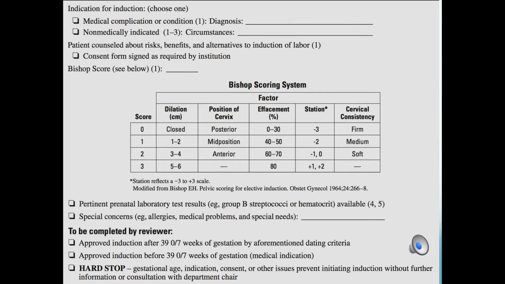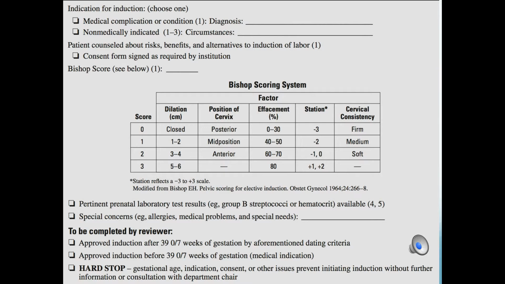Another thing we will find in the patient safety checklist is the indication of the induction, whether these patients have been induced due to a medical complication, and this medical complication should be mentioned, either diabetes, hypertension, or any other complications, or a non-medical indication like the patient wishing to deliver on a specific day. Patient counseling about the risk, benefit, and alternatives to the induction of labor should be documented clearly, and the consent should be taken from the patient.